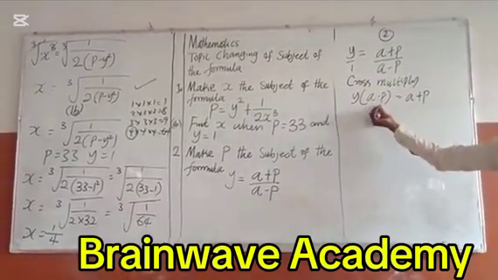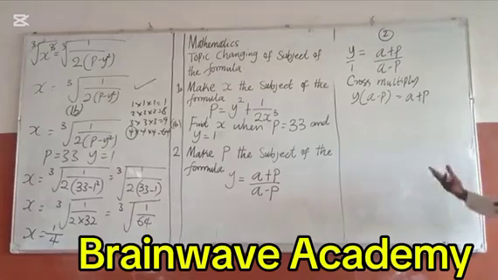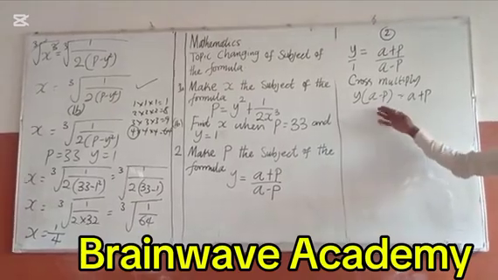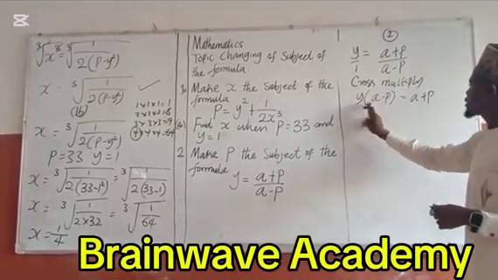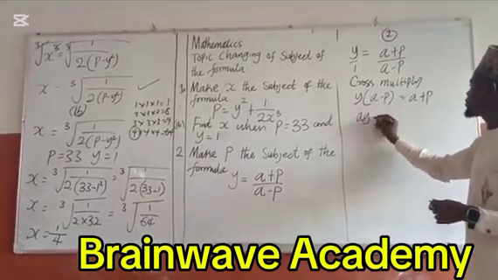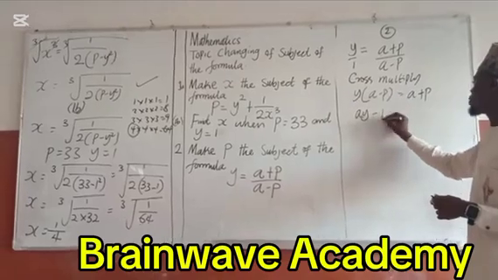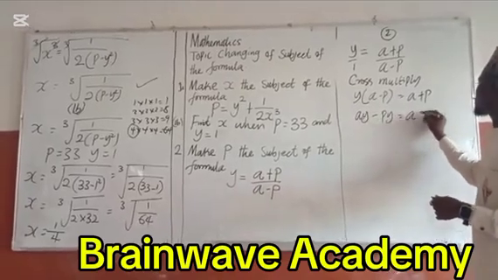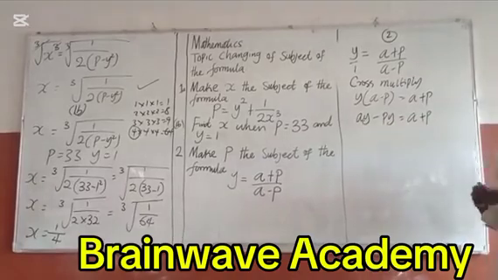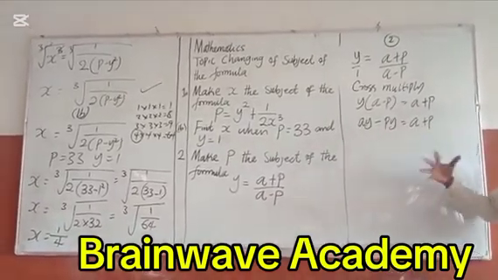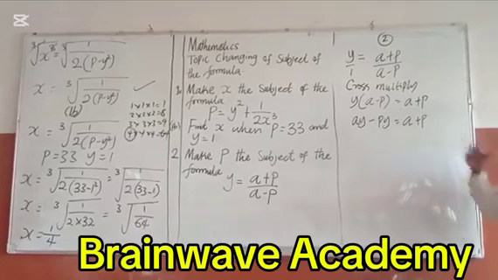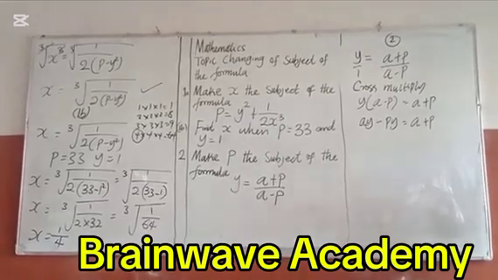We are looking for P, and P is on both sides. See, P is here on the left-hand side, and P is also on the right-hand side. We have to expand the bracket so that everything will be linear. So we have A times Y, we have AY, minus Y times P, we have PY, is equal to A plus P. The next thing is that we have to collect like terms because P is still on both sides. We have to make it such that P terms are on one side and the other variables are on the other side.